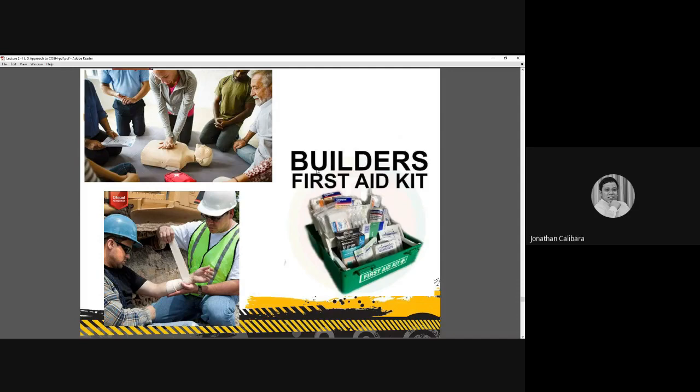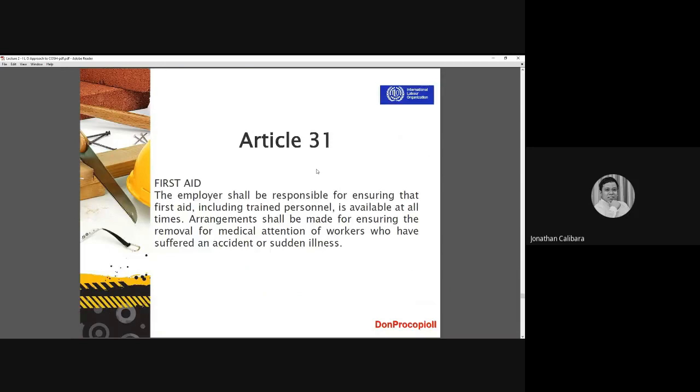Okay, let's go to Article 31, first aid. It is about the responsibility of the employer to provide first aid, with trained personnel available at any time. In case of emergency, there should be an ambulance, and you should know where to go, what the connection is, or what the hotline number is, so that the right person can be contacted.